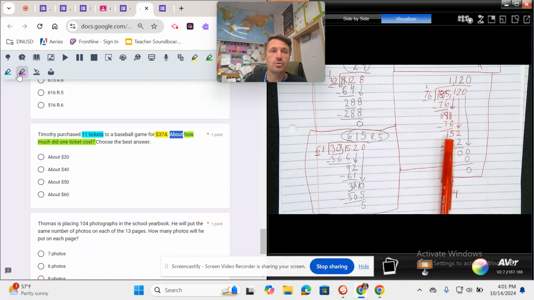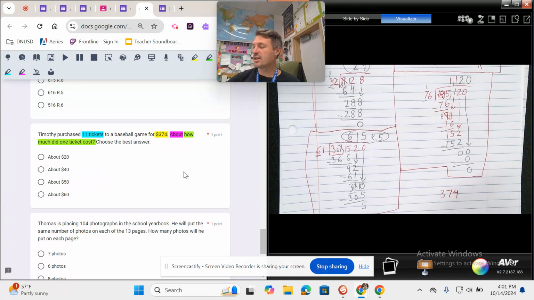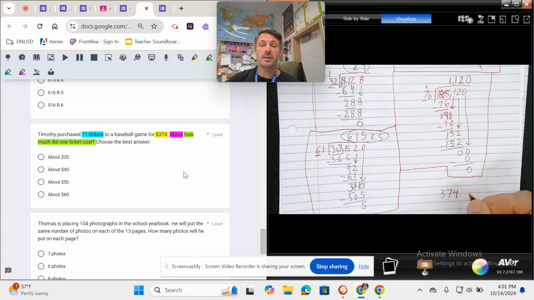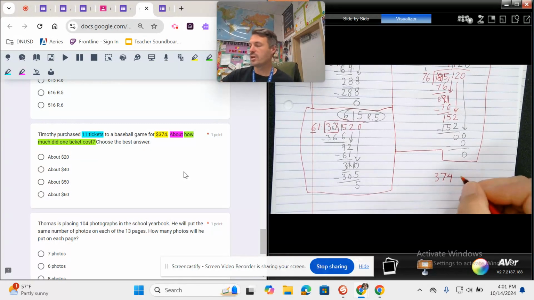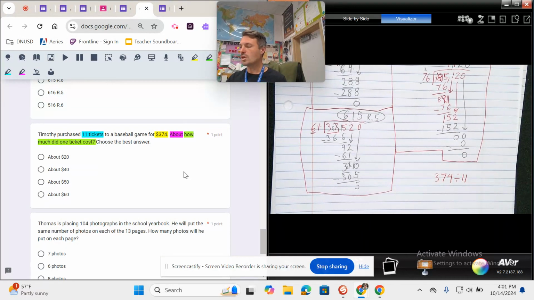But then the other important part is the word about. About lets you know you do not have to find the exact answer. Instead, you're just looking for an answer that's around the exact answer. That lets us know we're going to estimate. We're just finding an approximate answer. So 374 divided by 11.